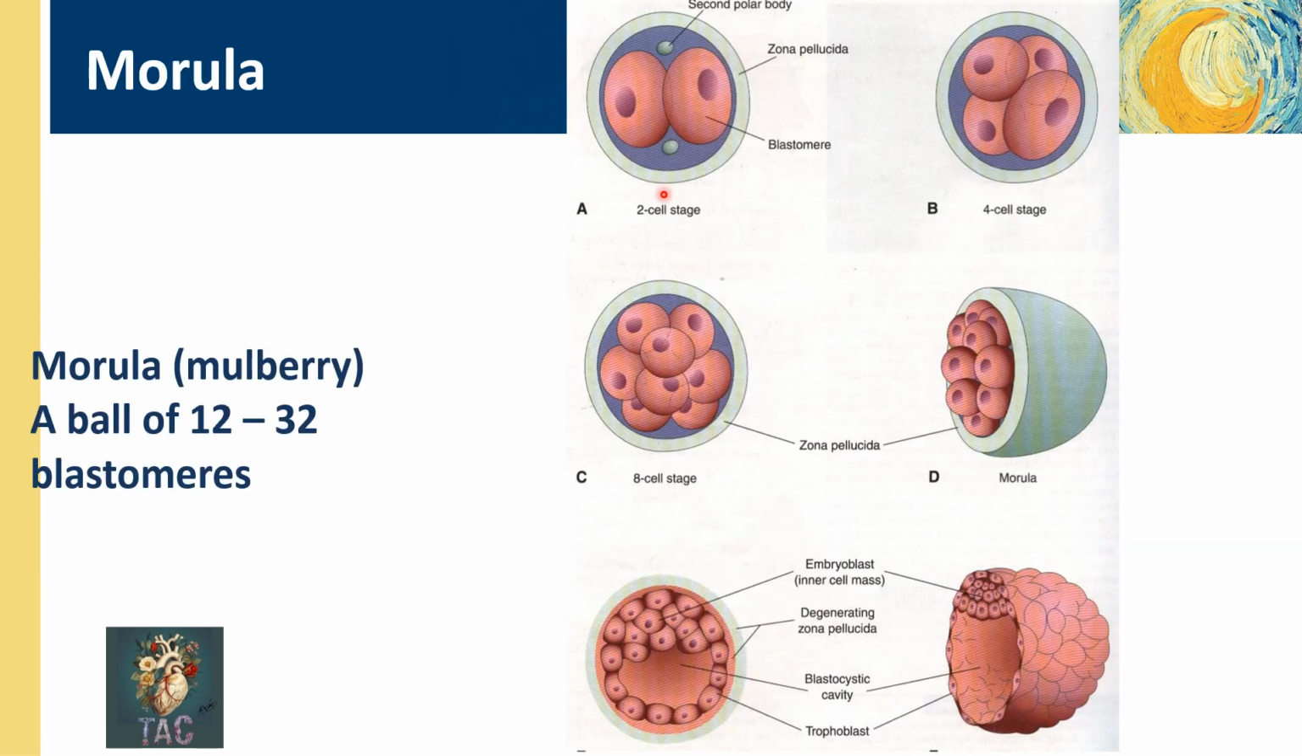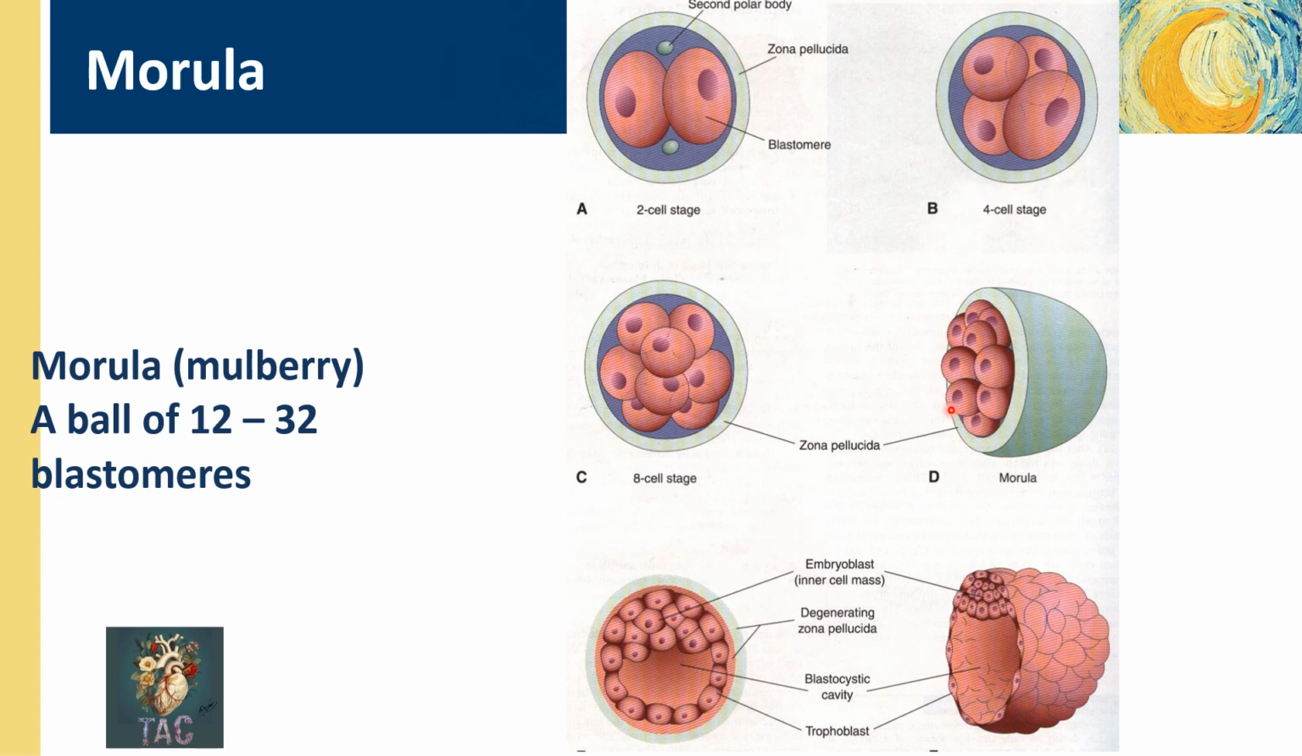So in this diagram you can see this is a 2-cell stage embryo which is formed after fertilization, and the first cleavage takes place and it becomes a 4-cell stage mass, and then another mitotic division leads to the 8-cell stage. Then at the third mitotic division, the 12-cell to 16-cell stage embryo is formed. So you can see through this diagram that with each successive division, the size of the cells is reduced and the number of cells is increased.